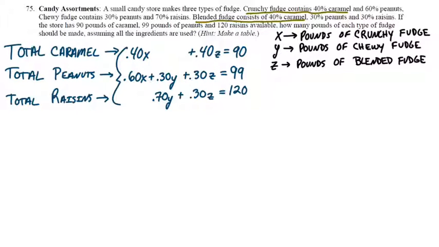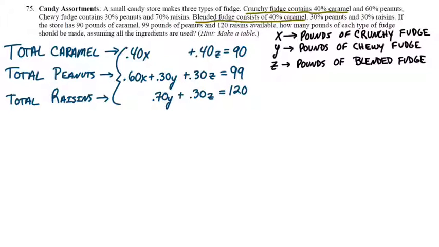And one other interesting thing to note here that's unique to this problem, if we look at the percentages, right? I know they're written in decimal form here. Let's say for X, the pounds of crunchy fudge. Well, X is composed of 40% caramel and 60% peanuts. What do you know? If you add those together, that gets you to 100%. The same for Y. Y is composed of 30% peanuts, 70% raisins. If you add those together, you get 100%. And the same thing would apply for Z.